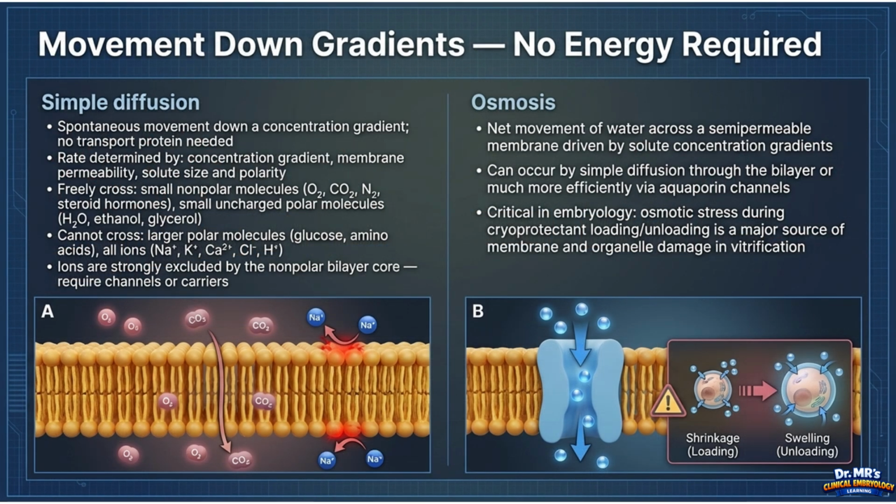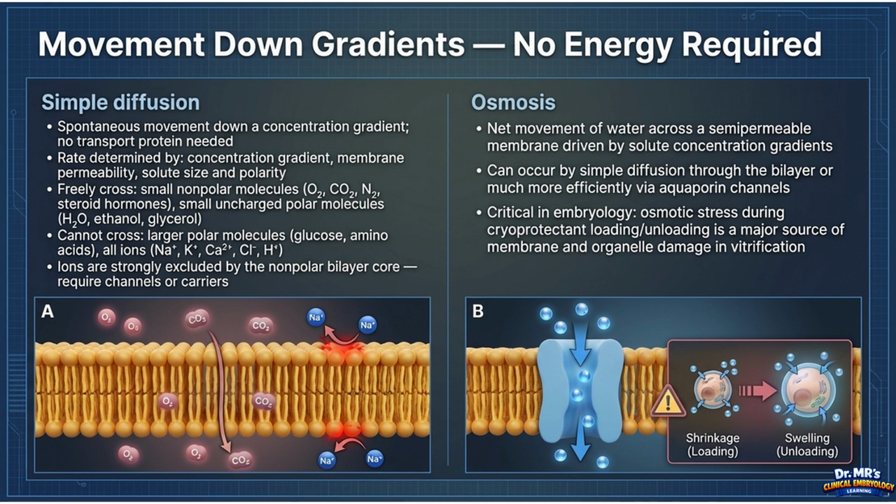Simple diffusion is the thermodynamic baseline against which all other transport mechanisms are defined. A molecule in solution moves randomly due to thermal energy, and when there is a concentration gradient, the statistical result of that random movement is net flux from high to low concentration. No protein is needed, no energy is consumed. The gradient itself is the driving force, and it runs down until equilibrium is reached.